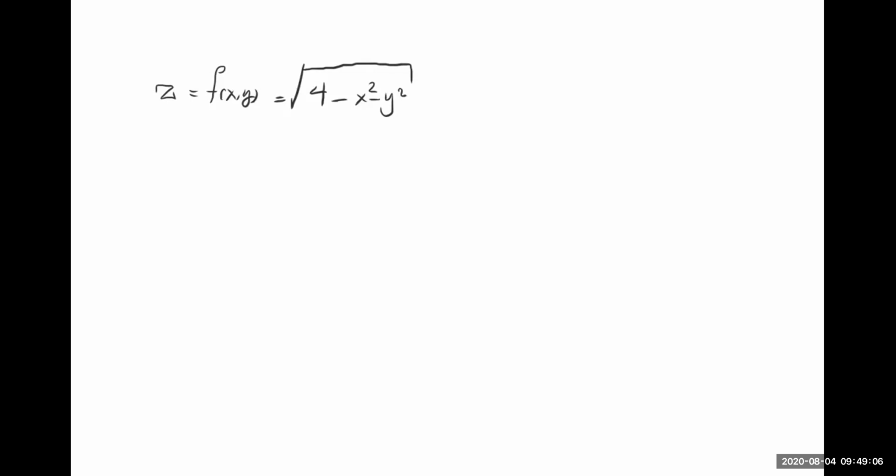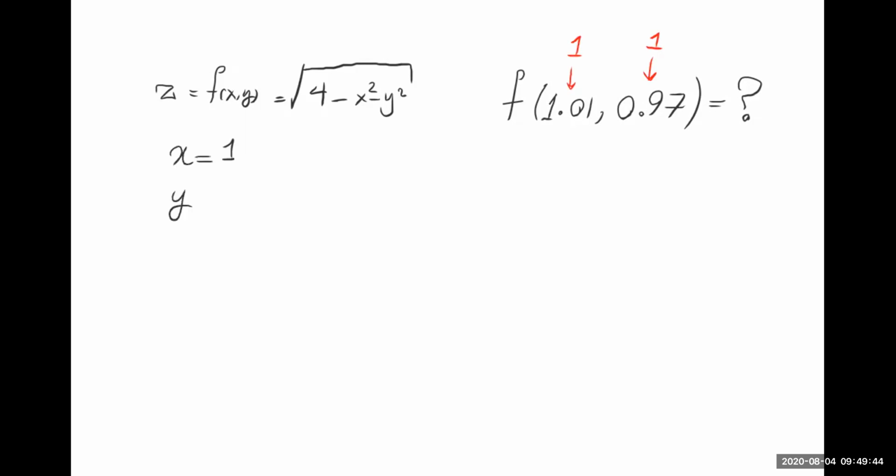Suppose we are asked to compute f of 1.01 and 0.97. The question is to find this thing. Well, it's pretty hard to compute that without a calculator, but we can compute something very close to that. There is a very nearby point. That's 1 and 1, right? So I would define x to be 1 and y to be 1.